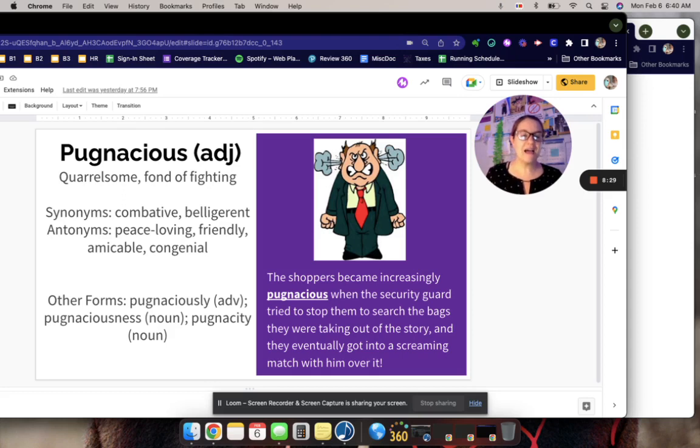So for our sentence, I am describing a noun in my sentence as pugnacious and then giving context for why they are pugnacious, giving hints to how we know the meaning of this word. So the shoppers became increasingly pugnacious when the security guard tried to stop them to search the bags they were taking out of the store, and they eventually got into a screaming match with him over it. You might do a sentence where you say, this particular person is pugnacious because, and then that because section of your sentence is the context I need for the word to let me know what pugnacious means. You can give hints by describing what a person does if you're describing them as pugnacious.